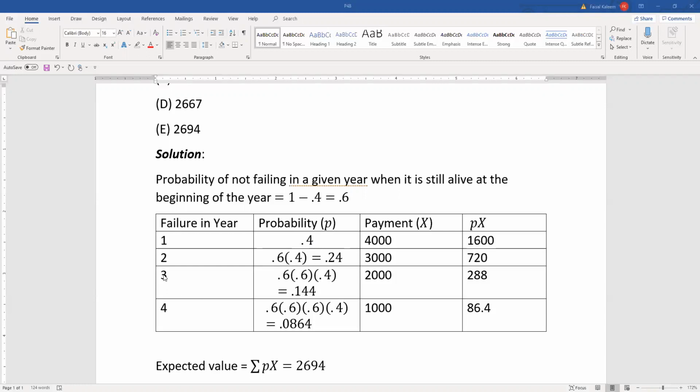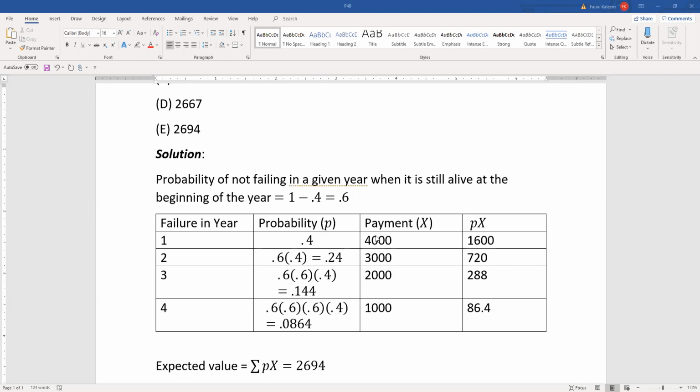Similarly, failing in the third year will happen if it has not failed in the first year, 0.6, and not failed in the second year, 0.6, and failed in the third year, 0.4. And so the same for the fourth year, that it has not failed in the first, second, and third year, and failed in the fourth year.